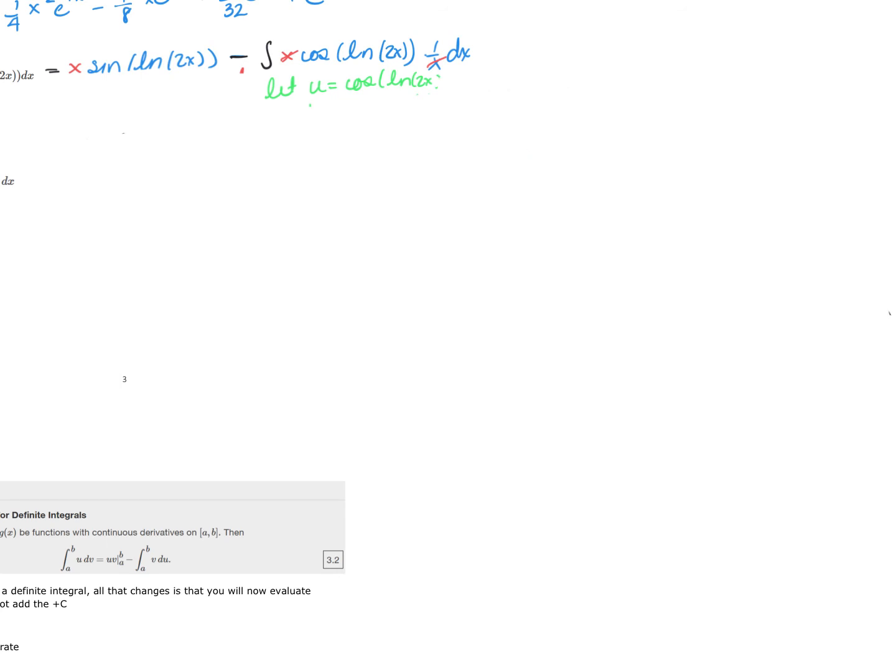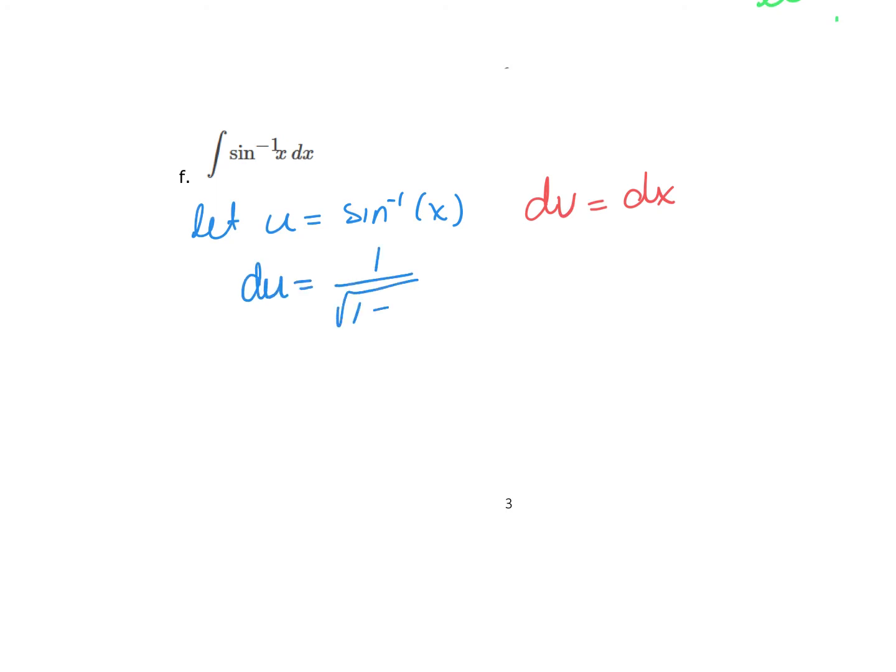All right. So let's go ahead and look at the next one. We're going to let u equal the sine inverse of x. And that means dv is equal to dx. And we can do this. This is totally fine. Now, then du is going to be 1 over the square root of 1 minus x squared dx. And dv gives me dx, which means v is equal to x.